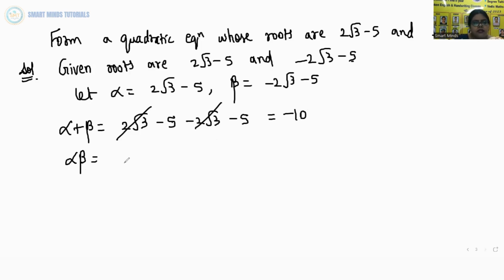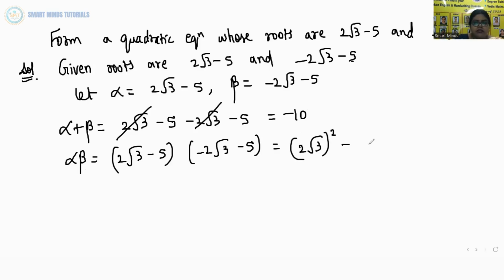So alpha beta is 2 root 3 minus 5 into minus 2 root 3 minus 5. It is in the form a plus b into a minus b. So a square minus b square. So 2 root 3 whole square minus 5 whole square. 2 square is 4 and root 3 square is 3. 4 threes are 12 minus 25. So that is minus 13.